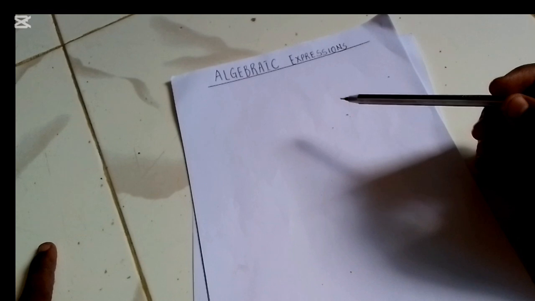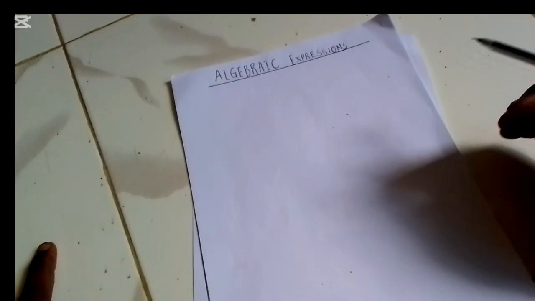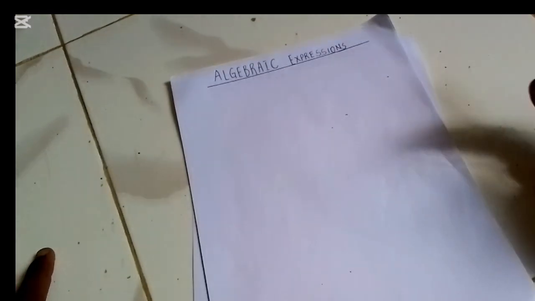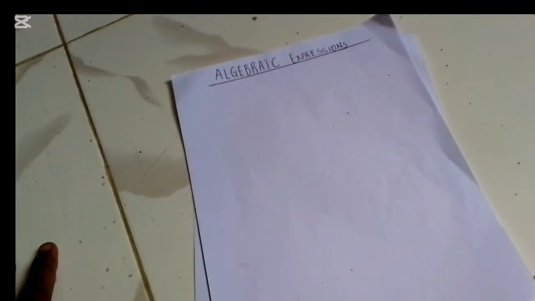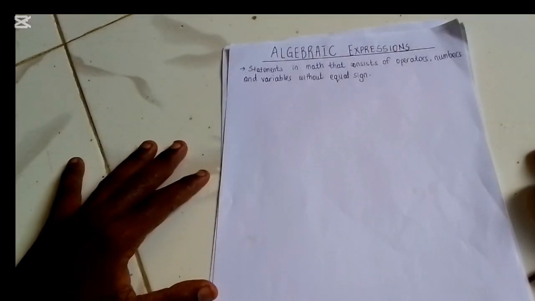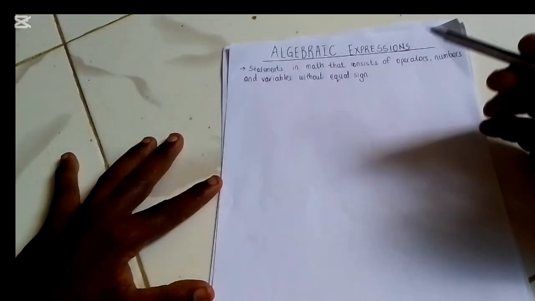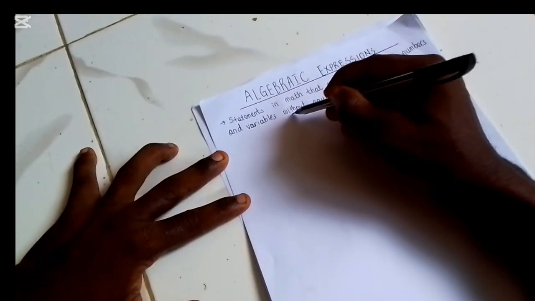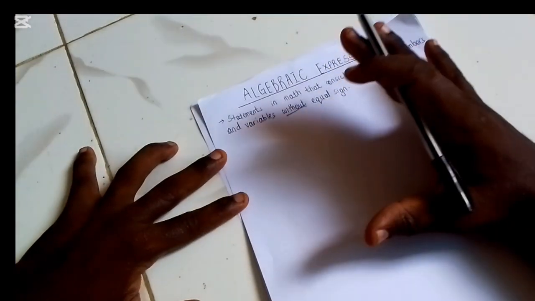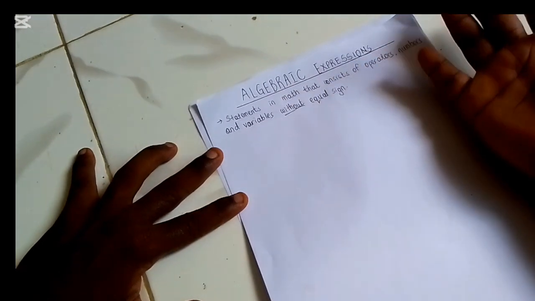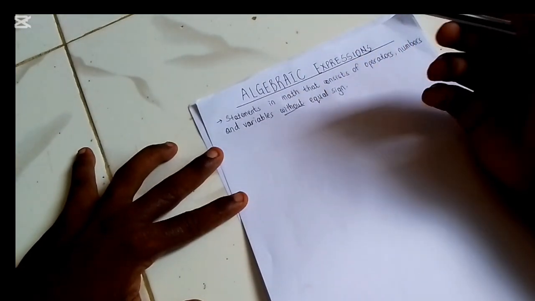So in this video we are going to talk about algebraic expressions. Make sure you've watched my previous video on introduction to algebra. So what are expressions? Simply, we can say expressions are statements in math that consist of operators, numbers and variables without the equal sign. The main difference, as we saw in our previous video, between expressions and equations is that expressions do not have the equal sign. So it's just like a statement of relationship between these operators, numbers and variables. And you all know variables are those unknowns, the x and y's.